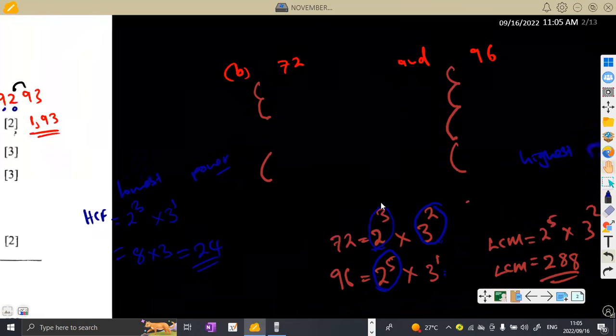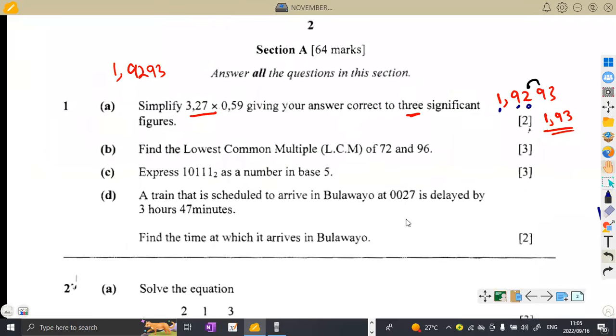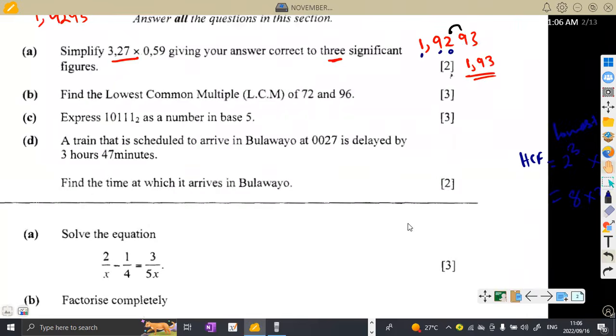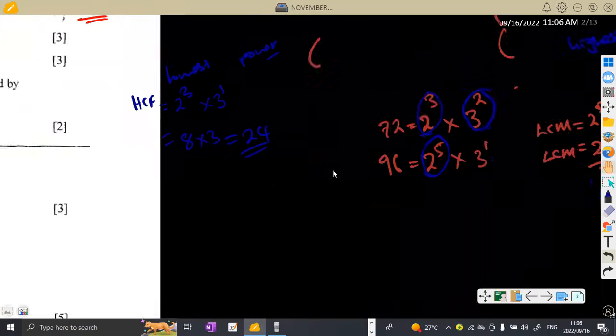So let us just cross-check the other part here. All right, so on C, convert or express this number as a number in base 5. So remember, guys, to convert to base 5, we can convert to base 10 first. Then from base 10, we can convert to base 5. So in this case, I'm going to convert to base 10, then to base 5. So you saw the number there.